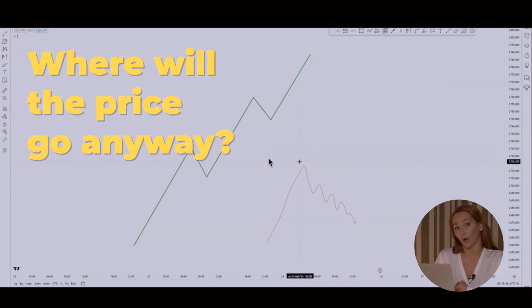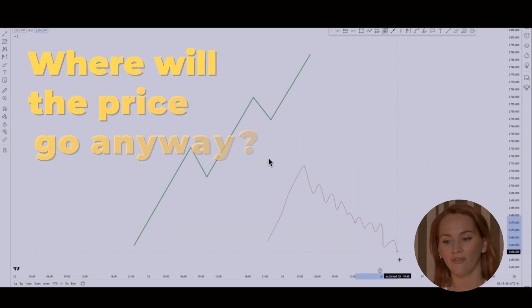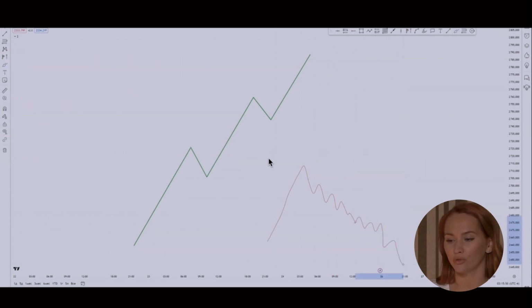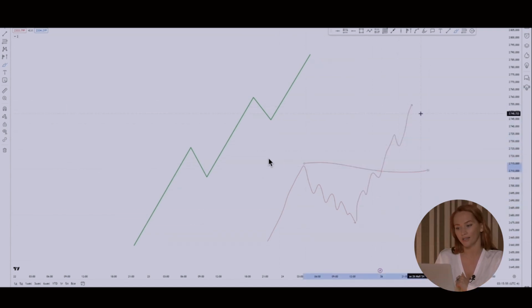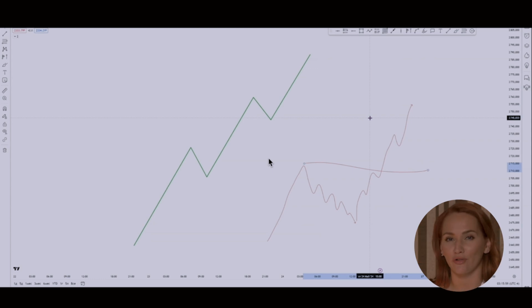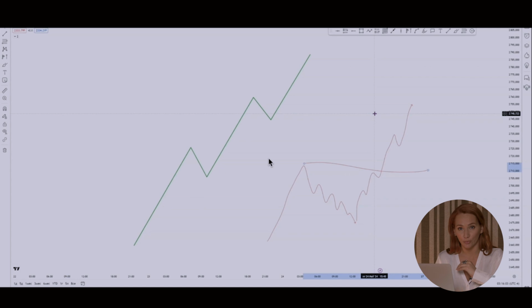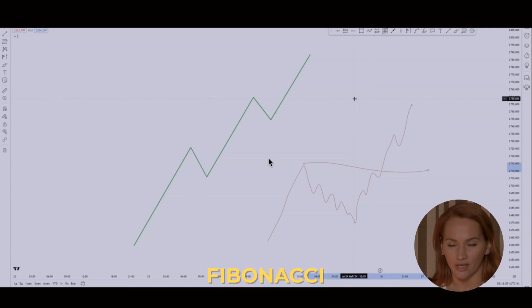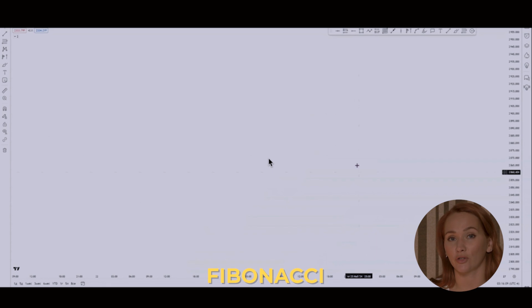But where will the price go anyway? Will the pullback phase continue and turn into a new downtrend, or the opposite? Will the price continue to rise and end up creating a new maximum? Let's dig deeper into all of these topics: where the price most often pulls back, how to apply it, what optimal trading entry is, how to use Fibonacci, and how to make structural points.